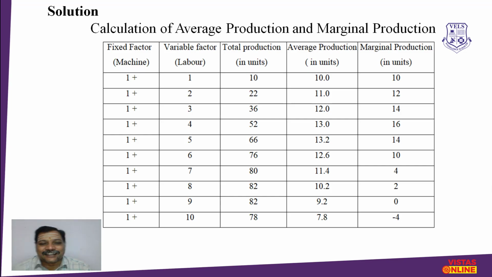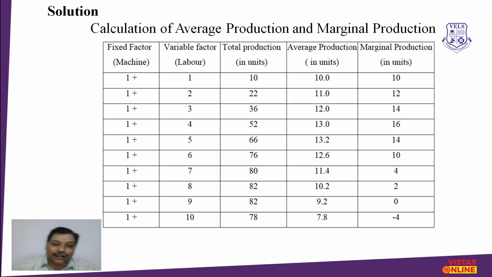Likewise, when the seventh laborer is employed, it is 80. 80 minus 76 is 4. Then for the eighth laborer, 82 minus 80 is 2. And when the ninth laborer is employed, there is no change in output. That is why the value for the ninth laborer is 0. 82 minus 82 is 0.